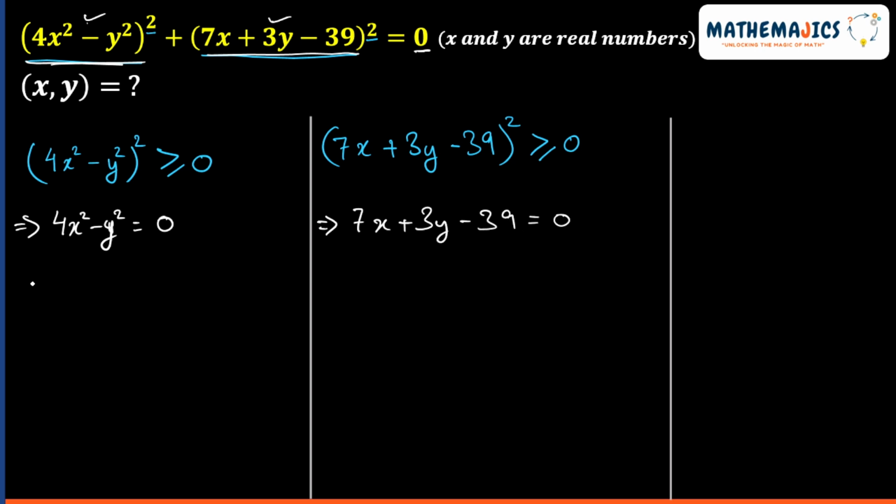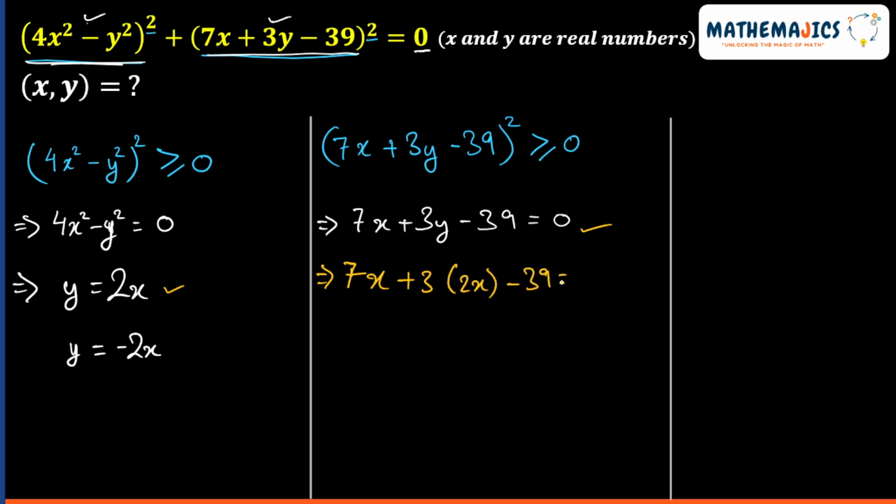Let's solve the first equation further. This will give us y equals 2x or y equals negative 2x. So these are the two possible values of y. Now let's use y equals 2x in this equation. If we use y as 2x, what we will get? 7x plus 3 times 2x minus 39 equals 0. This will give us 13x equals 39, which will give us x as 3.